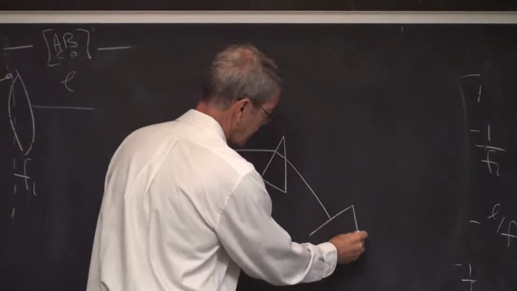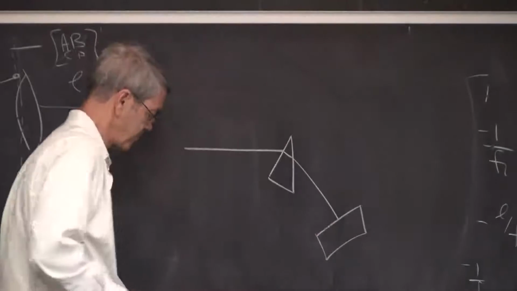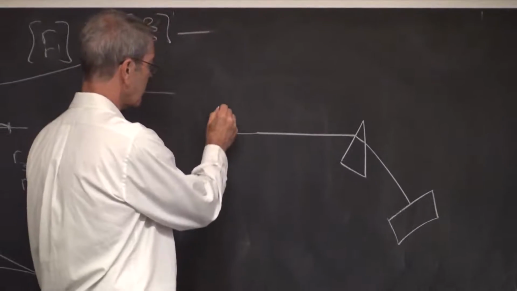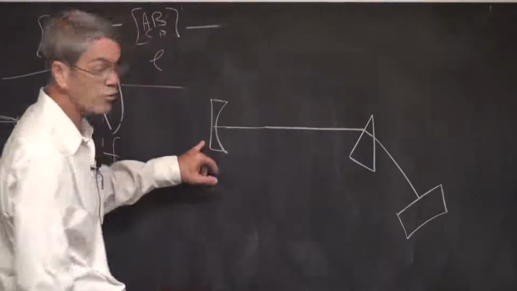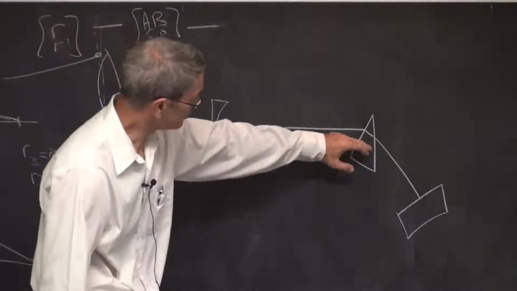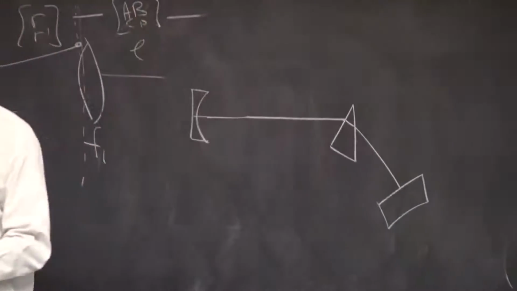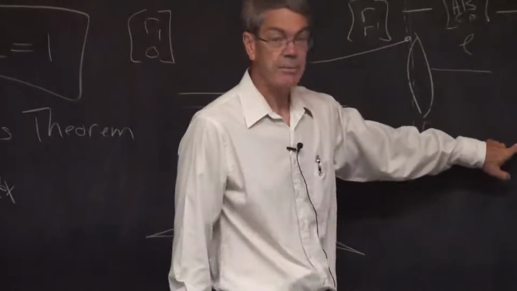I'll put my mirror there. So I'm going to tune it. So I've got, let's say, a curved mirror here. I've got a curved mirror, a distance, a prism, a distance, another mirror. I'll make it a flat mirror there. So there's my cavity. So we know the ABCD here.